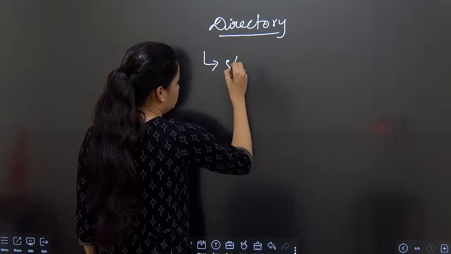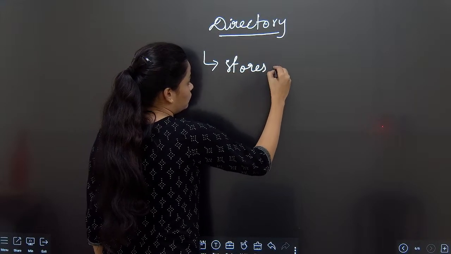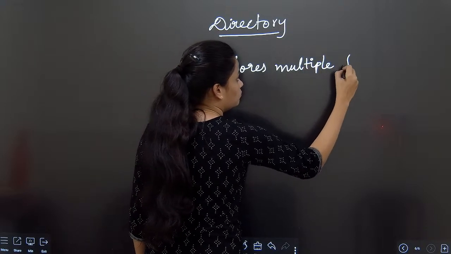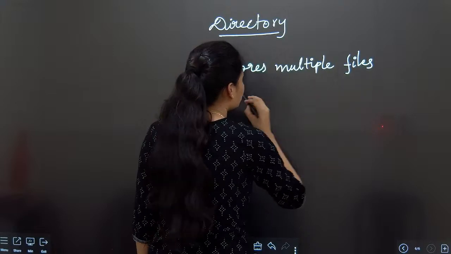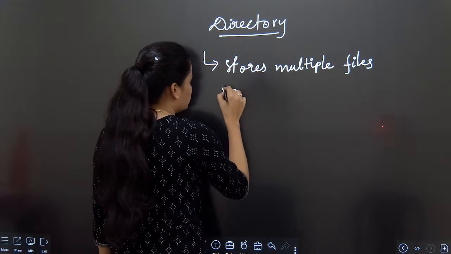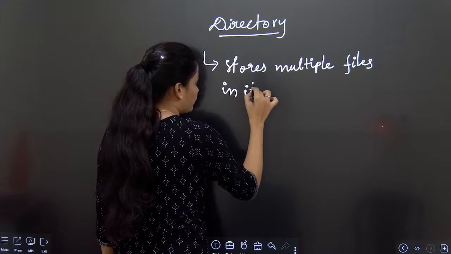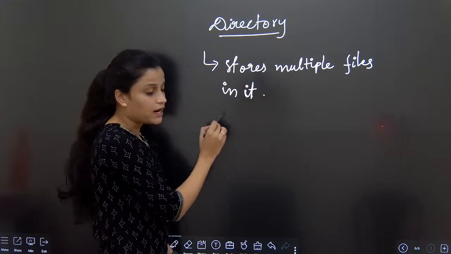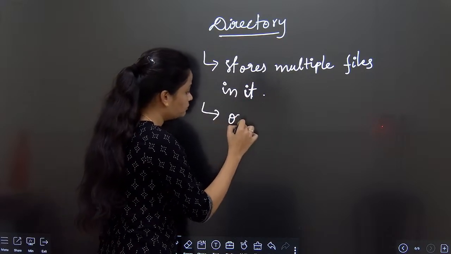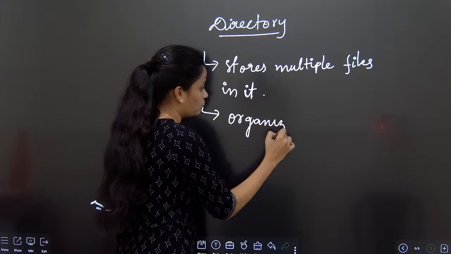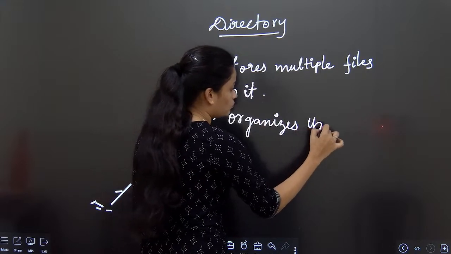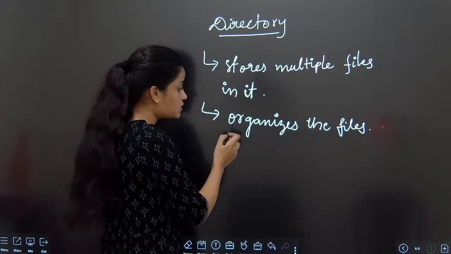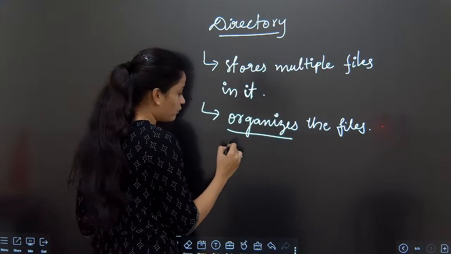Directory stores multiple files in it, and it organizes the files. It stores and it organizes the files. How will it be organized? For this organization we have different ways.